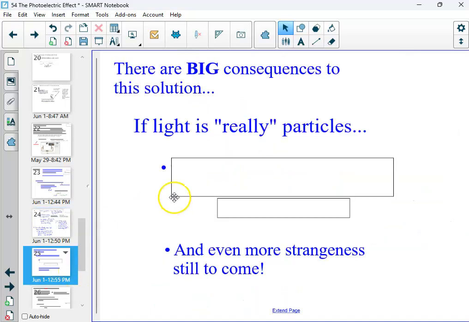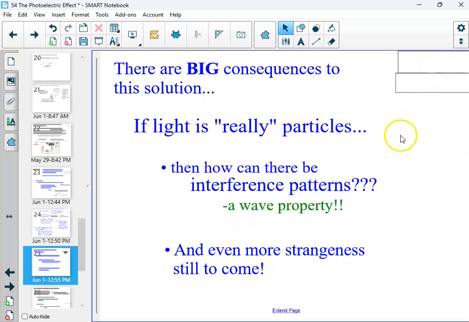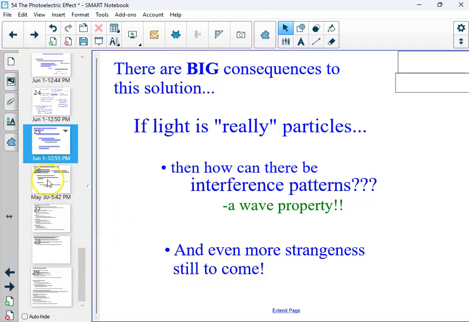Not what was expected, right? So there are big consequences to this. If light really is particles, right, then how can there be interference patterns as a wave property? And there's even more strangeness to come. So we'll get to all that stuff.